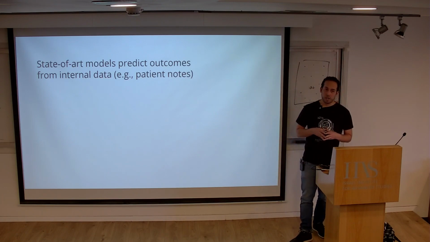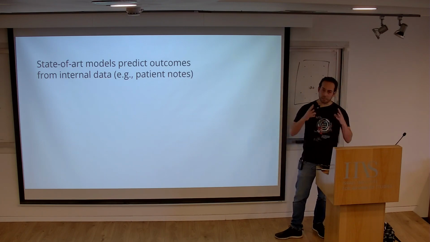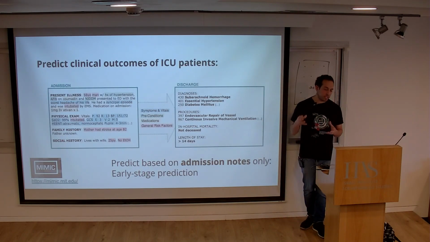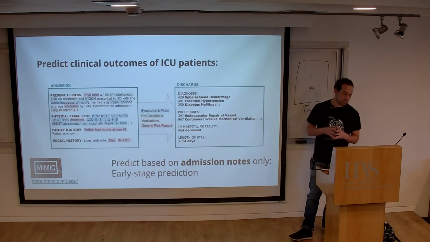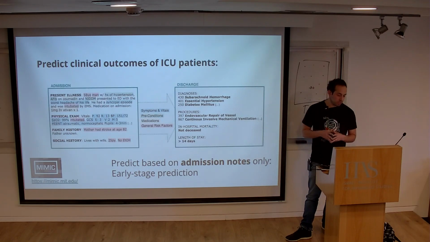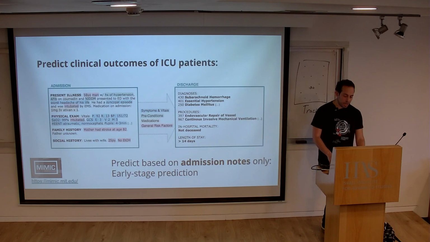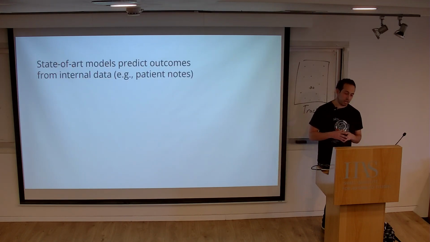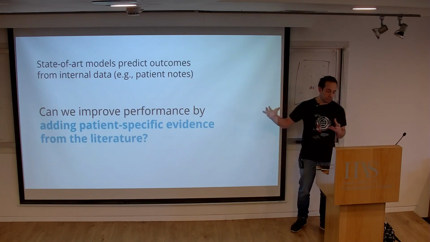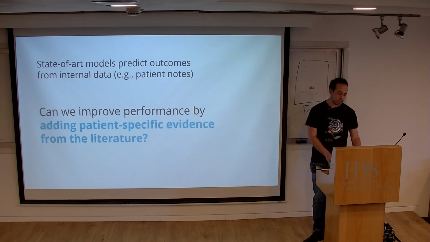Now, state-of-the-art models in this area predict outcomes from internal data only. They take the patient notes, as you can see here, and these patient notes actually have a lot of structured data inside them. It's not just text, it's a lot of numeric values, like from labs, results, etc. They take these patient notes and try to predict the outcomes by training machine learning models. And here we ask if we can improve the performance by leveraging external knowledge that's patient-specific, finding the evidence automatically to help make better predictions.